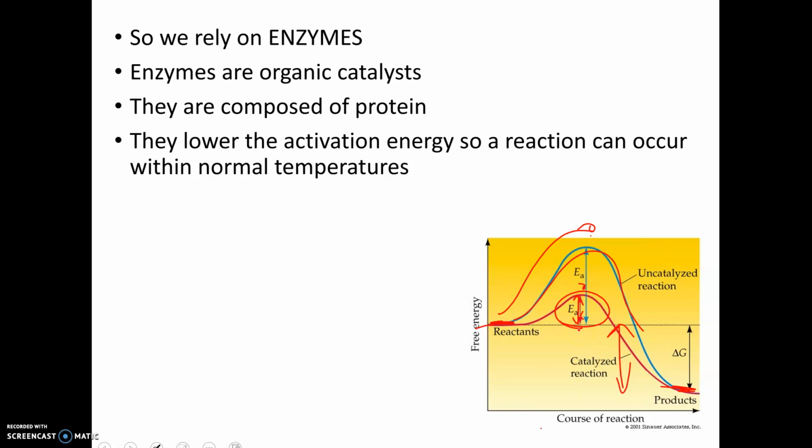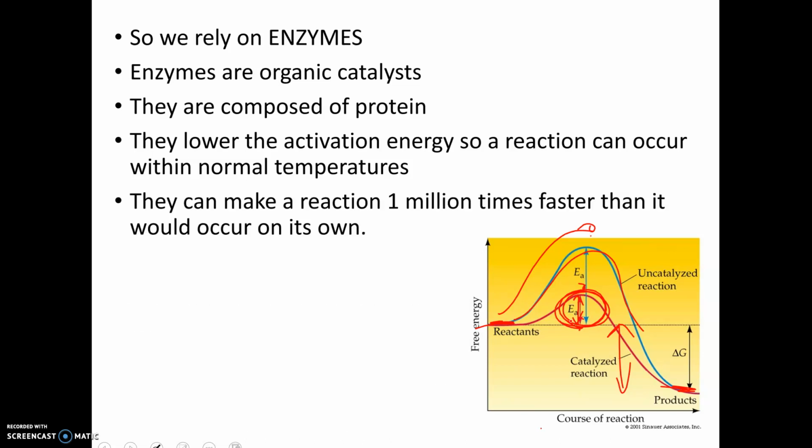And this way, you can be very specific. I only want to speed up this one reaction and I want to leave all the other ones alone. I have a special enzyme. Its only job is to speed up this reaction. I need more glucose. This enzyme is going to break glycogen into glucose, but it's going to leave all the other things alone. And so this way we can control reactions in our body and make them actually 1,000,000 times faster than they would happen on their own.